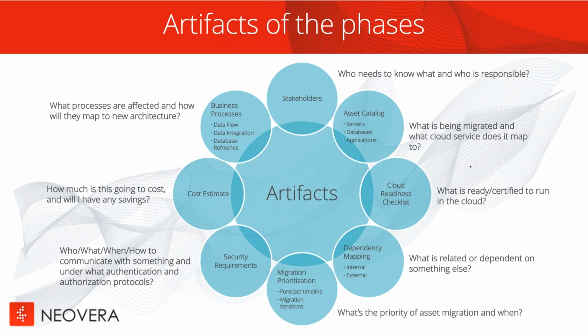I talked about this as part of the discovery phase. You should build an asset catalog. You should have a full list of what you're going to migrate, and then you're going to map that particular asset to its corresponding equivalent in the cloud. It could be something entirely different. Like I said, you may be replacing something, or it could be something as simple as lifting and shifting, and this is where it's going to go when it hits the cloud.